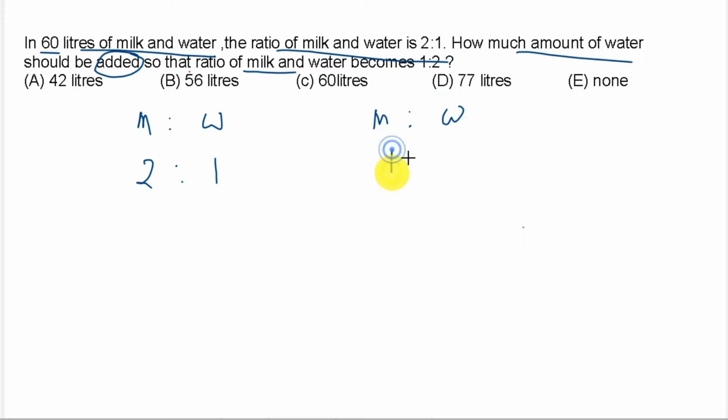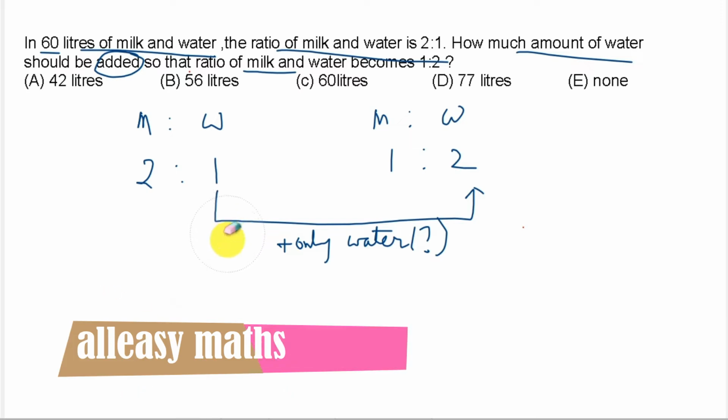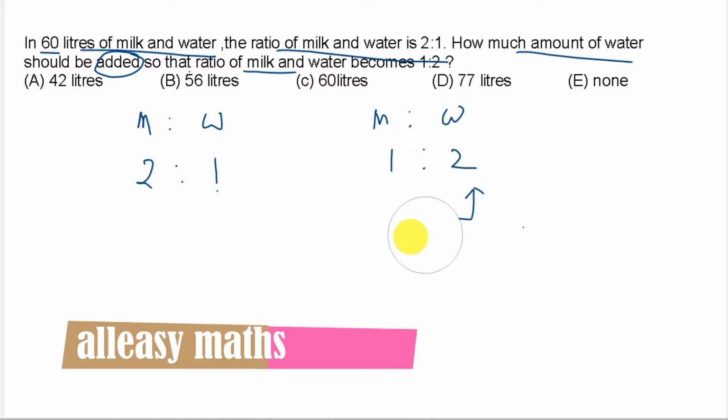So the final ratio is going to be 1:2, and here we add only water. So only water is added. Now the question is how much. This is what the question is asking. So let's discuss how we are going to find the value.